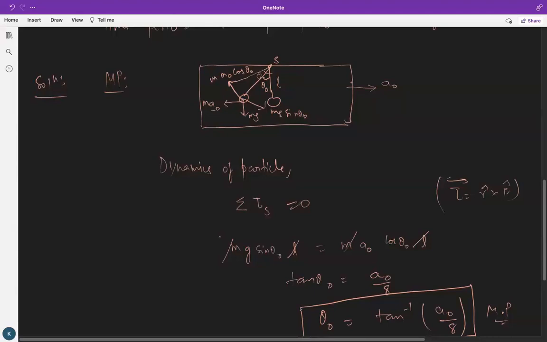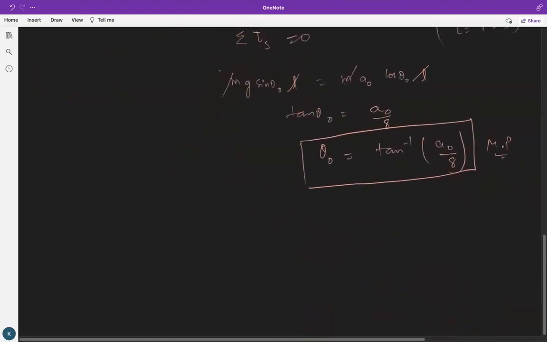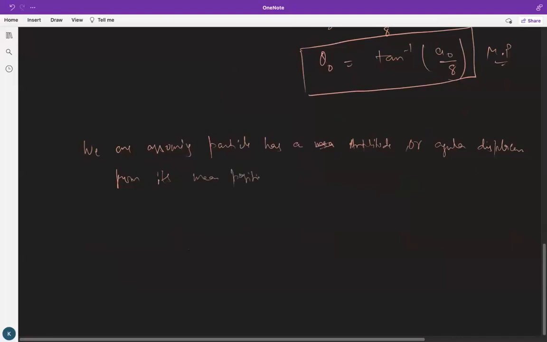Now we have to write the dynamics of the particle at the displaced position. So what I'm trying to assume is our particle is displaced from its mean position by an angle of theta, right? We are assuming here that the particle has an amplitude or angular displacement from its mean position of theta, right? This is what I'm assuming. So we have to write the dynamics at the displaced position, or we can say the extreme position as well.